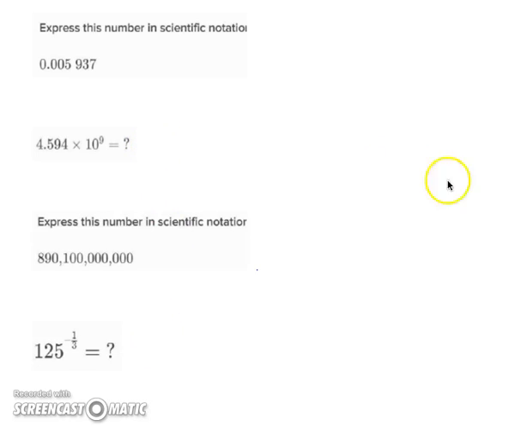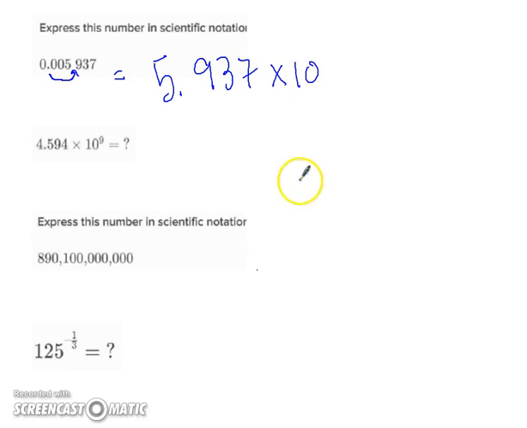The first one here is a decimal. It's a very small number, and so I move the decimal point to the right. And that means I'm dividing by 10, not multiplying by 10. So this is equal to 5.937, because I moved the decimal point after the 5, times 10 to the, I had to divide by 10 3 times in order to get that to happen, so it's 10 to the negative 3. Okay, what about this one?